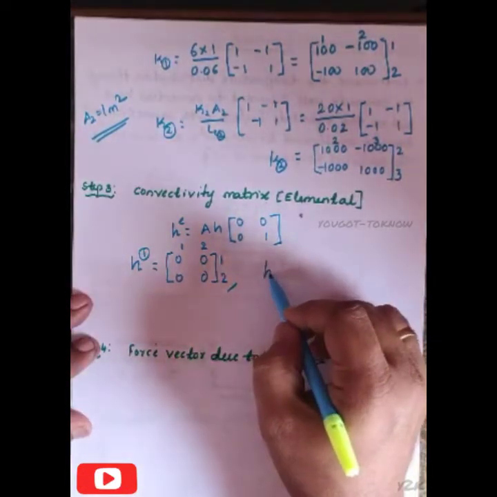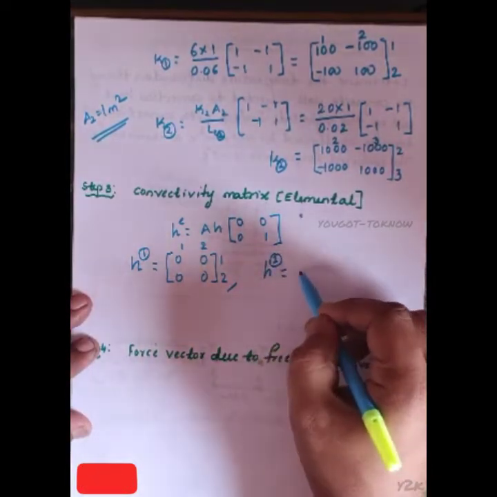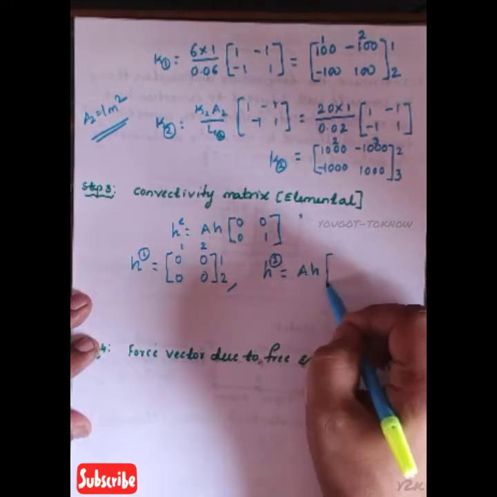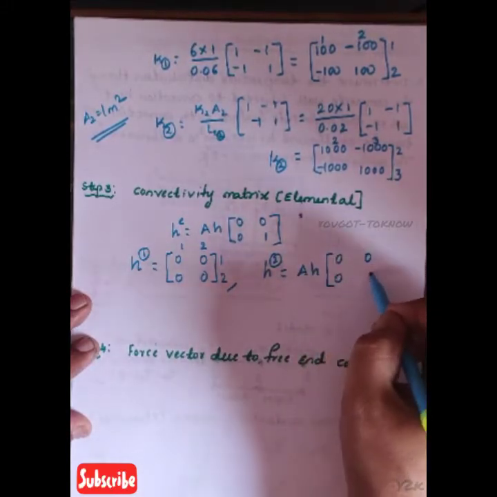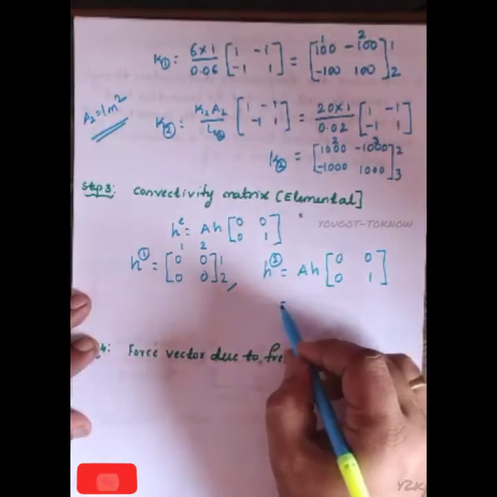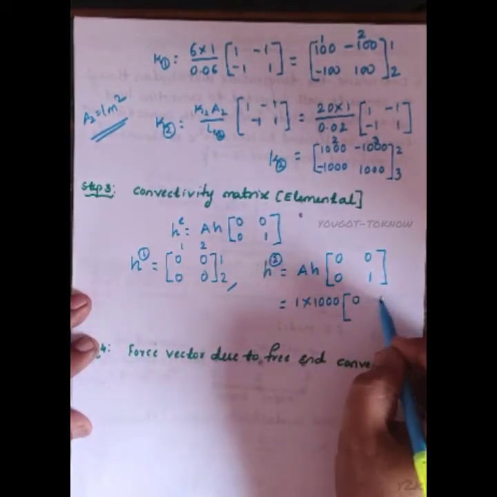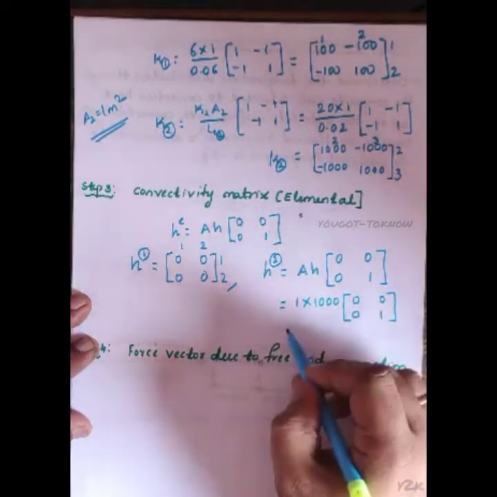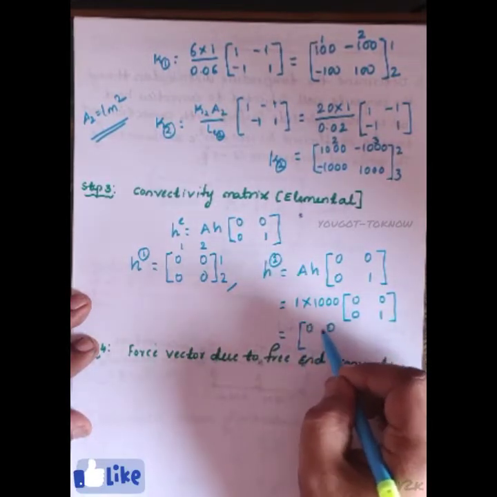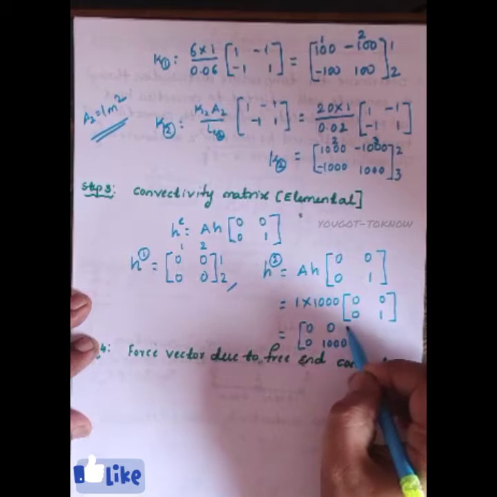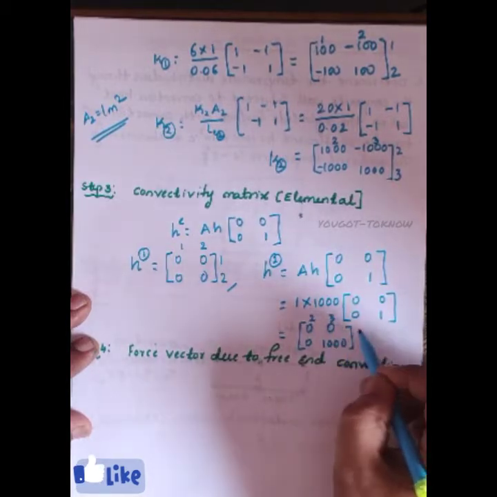But when you come to 2, what is 2? 2 is in touch with your convection, A into H. That's why 0, 0, 0, 1. What is A into H? A will be equal to 1. What is H? 1000. Okay. 0, 0, 0, 1, then the value becomes 0, 0, 0 and 1000. That means this belongs to 2, 3, 2, 3.